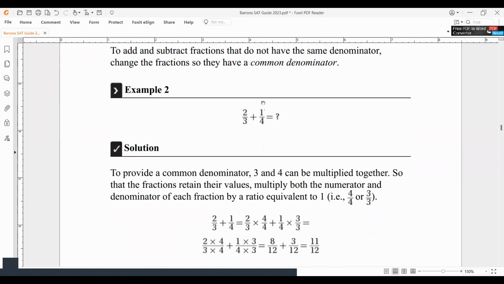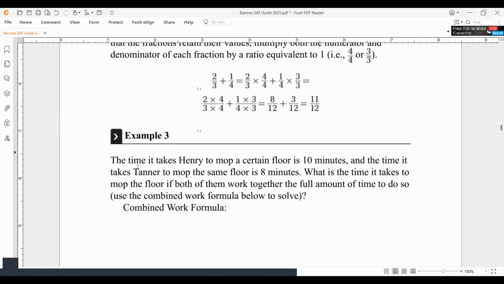But this problem is a good problem. The time it takes Henry to mop a certain floor is 10 minutes, and the time it takes Tanner to mop the same floor is 8 minutes. What is the time it takes to mop the floor if both of them work together the full amount of time to do so? Use the combined work formula below to solve.